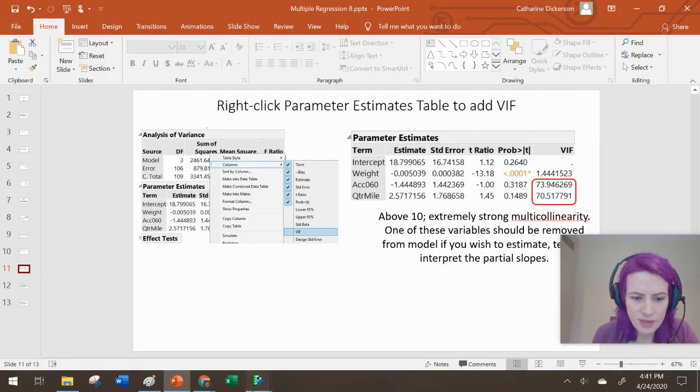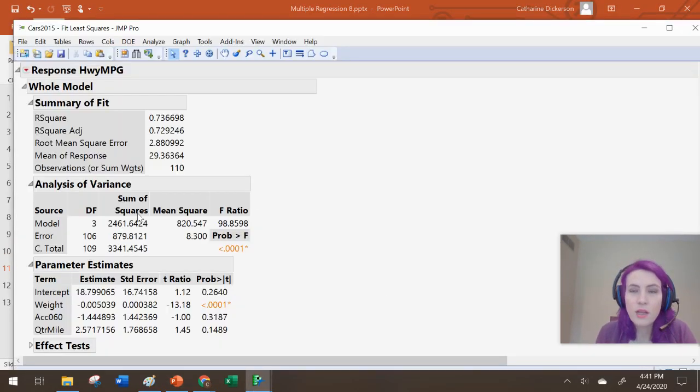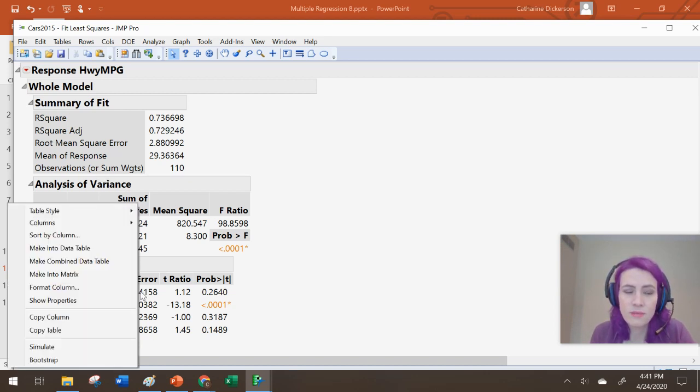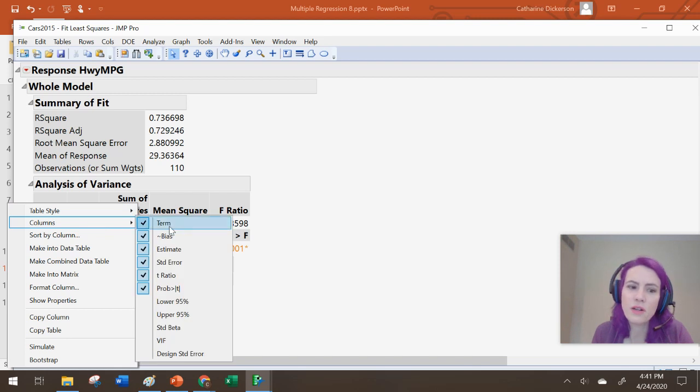So to add these in, after running your model, go to that parameter estimates table and right-click in the body. Remember, we did this before. We went to columns. We previously saw how to do confidence intervals for the partial slope, using the lower and upper 95%. But down a couple rows, you'll see VIF.